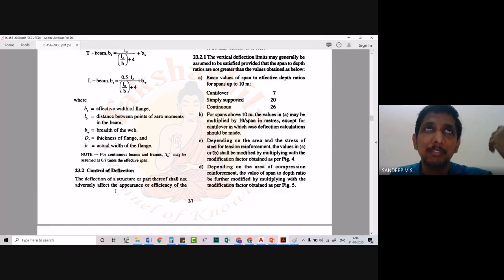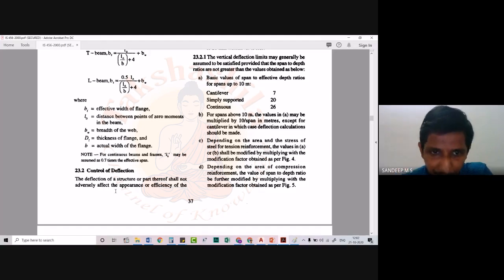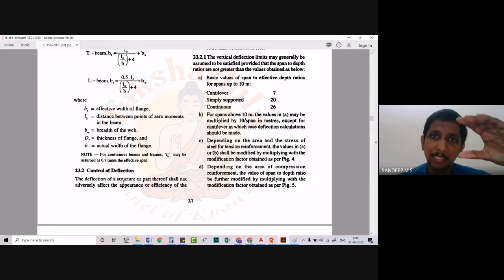So we all know when we sit in a room, the beam should not sag visibly. As a designer, we should ensure that the deflection is not exceeding some condition, and we have a direct procedure for calculating the amount of deflection that can occur in a beam. Those things we will deal with at a later stage.